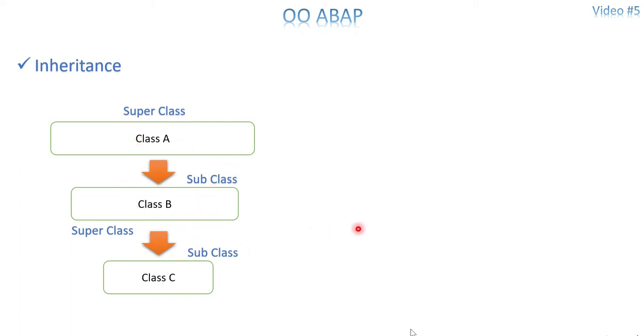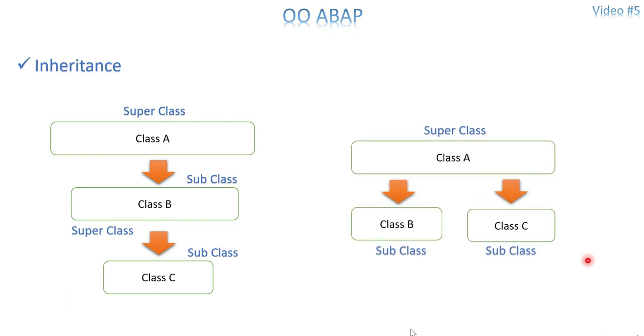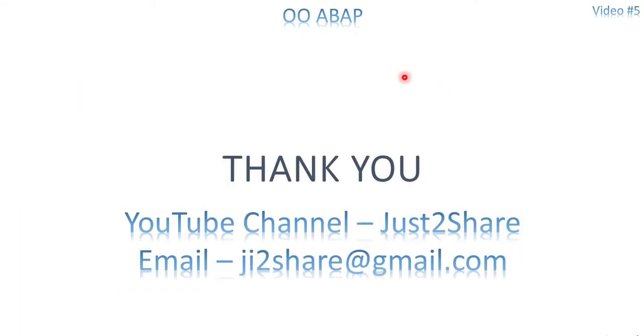And this is another way. One superclass, and I have 2 subclasses. Depending on the requirement, you can design it, whether you want it this way or you want your subclass and superclass like this. Depending on your requirement, you can design it. Anything else? No. Okay.